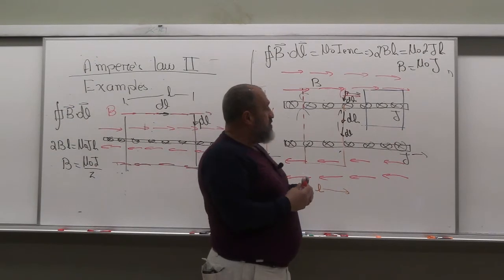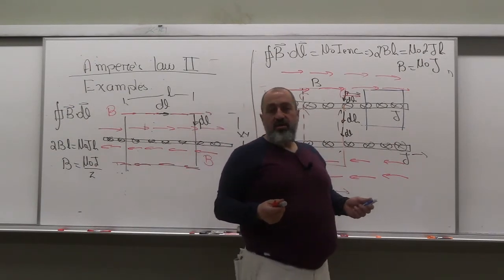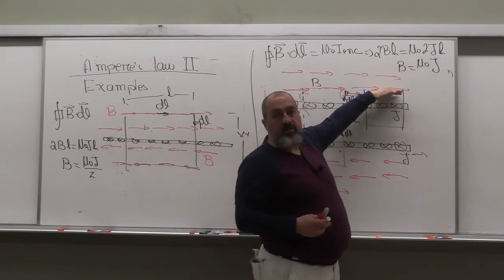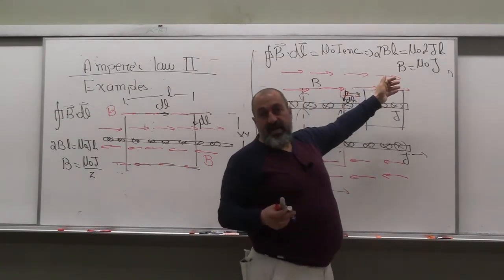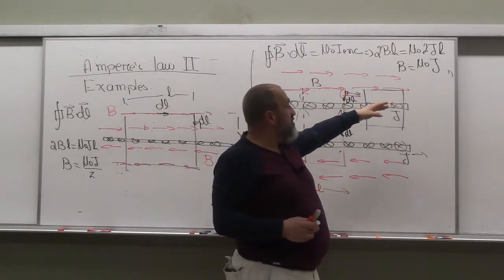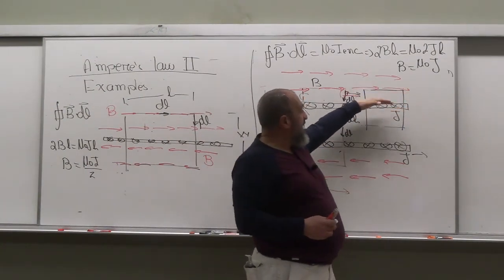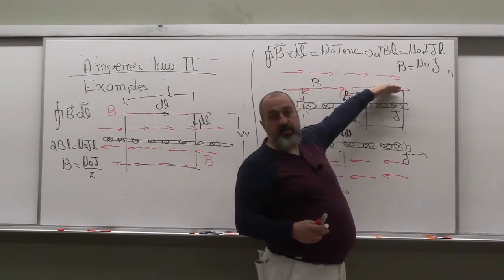So how do we pick our Amperian loop? So that the field is parallel to the loop. The field magnitude is the same all over the segments of the loop, right? And the angle between the field and the loop is 0 or 90. Right?